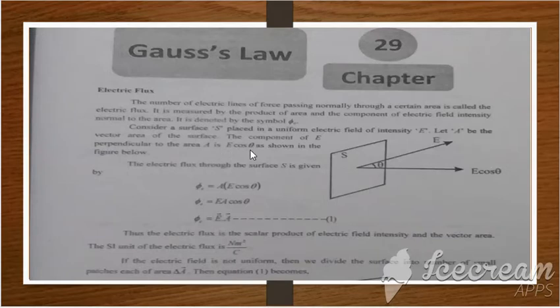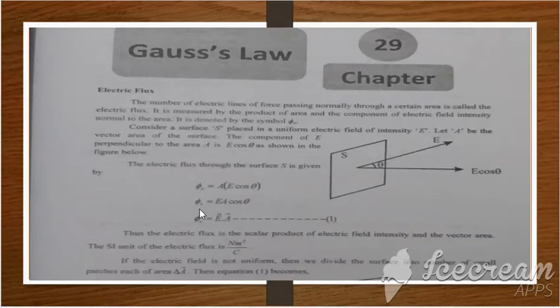The component of the electric field vector which is exactly perpendicular to this surface area is known as E cos theta. So the electric flux through the surface S is given as electric flux equal to A E cos theta, and electric flux is equal to E A cos theta.